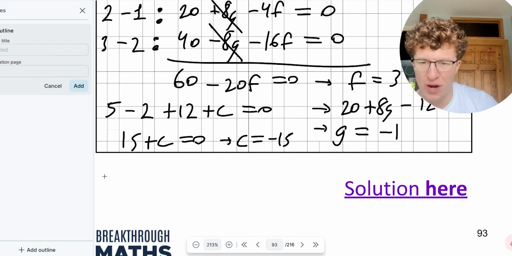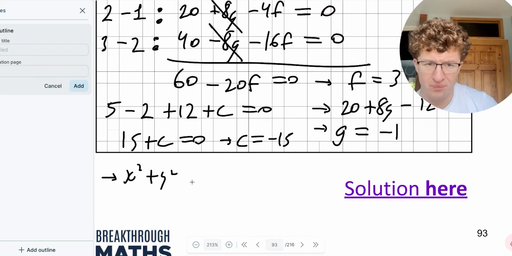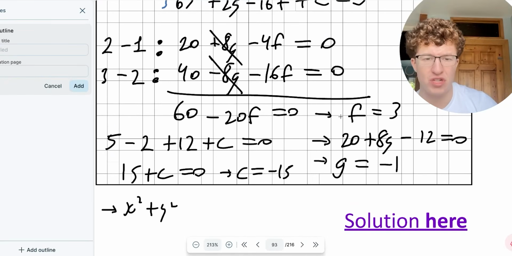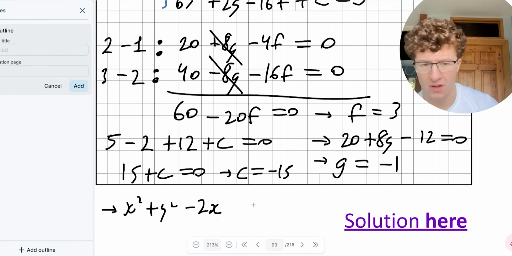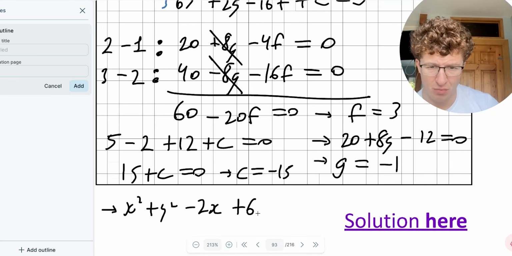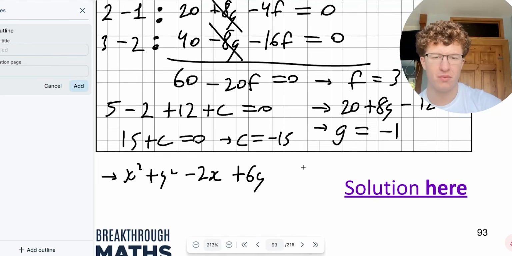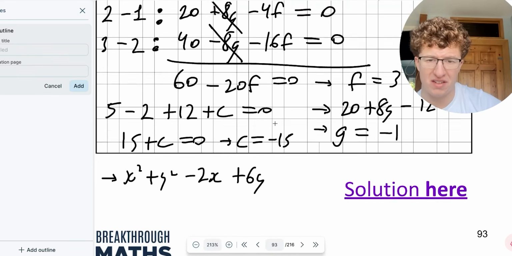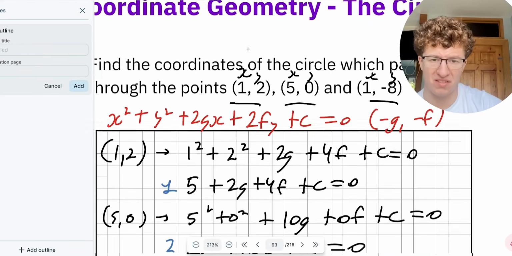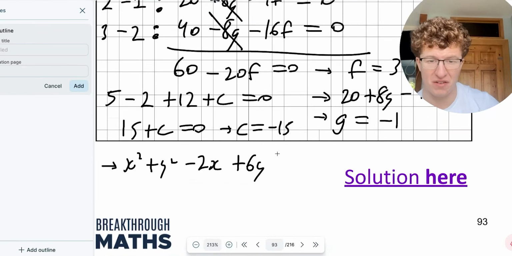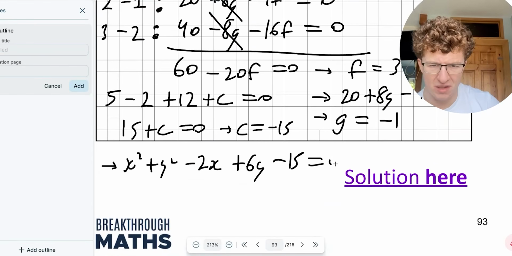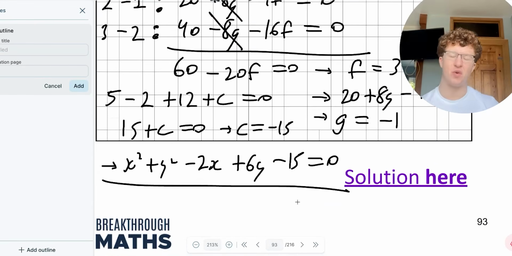Now we just fill into our equation. So we have x squared plus y squared plus 2gx. So it's going to be minus 2x plus 2fy, f is 3, plus 6y. And then we have the plus c, or is it minus c? No, it's plus c. Yeah, plus c. But our c is minus 15, so it's minus 15 is equal to 0. And that's the equation of the circle.